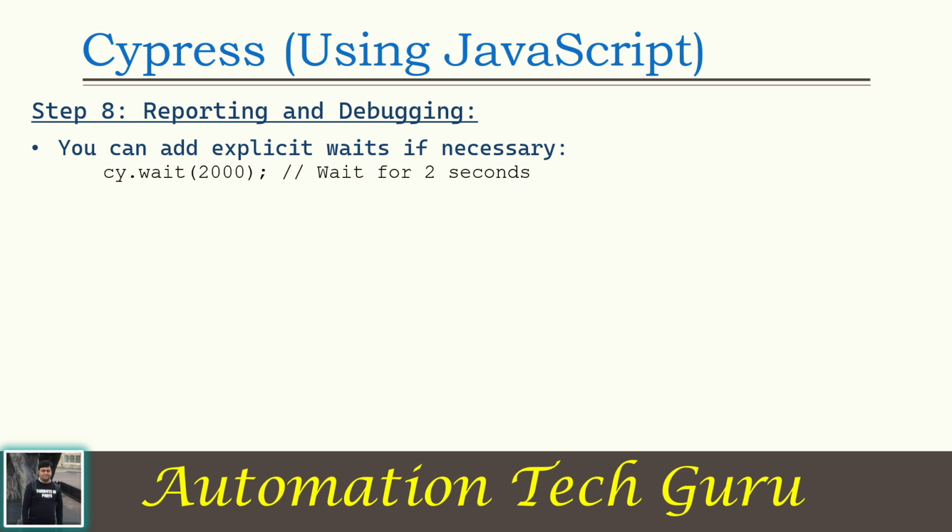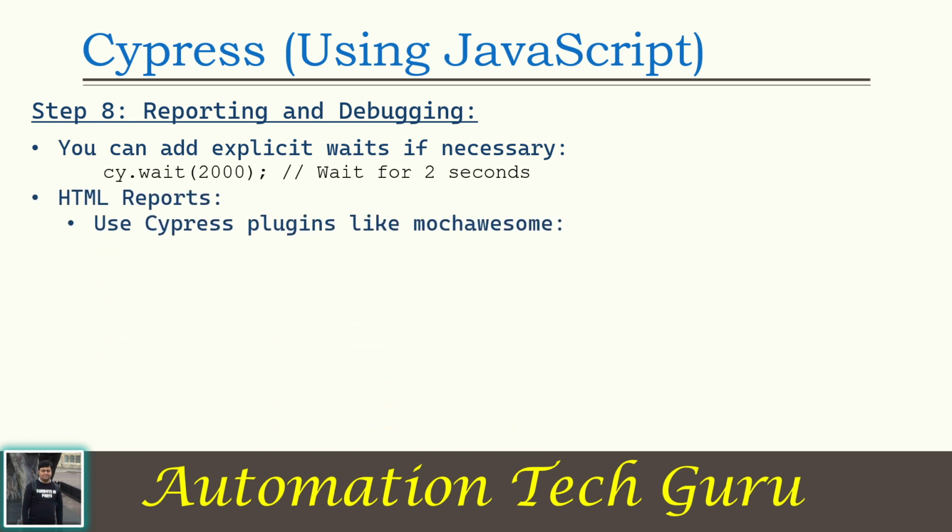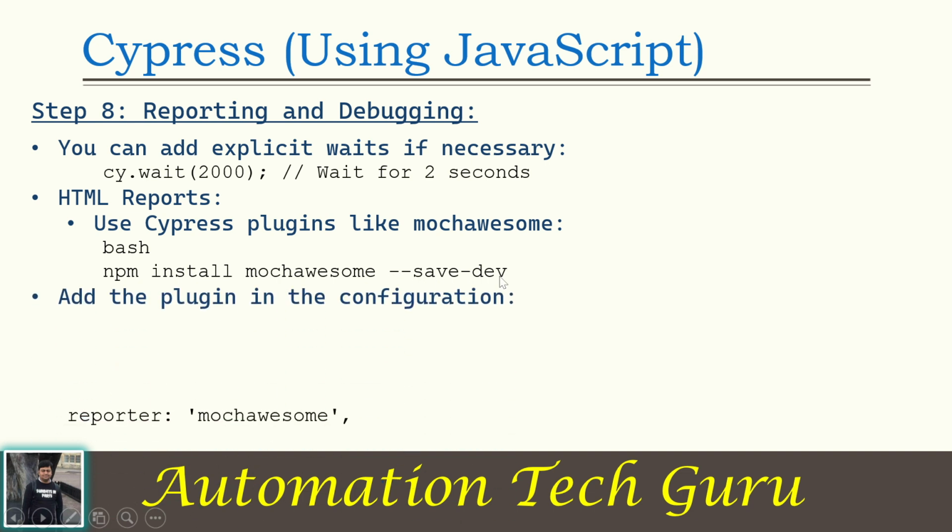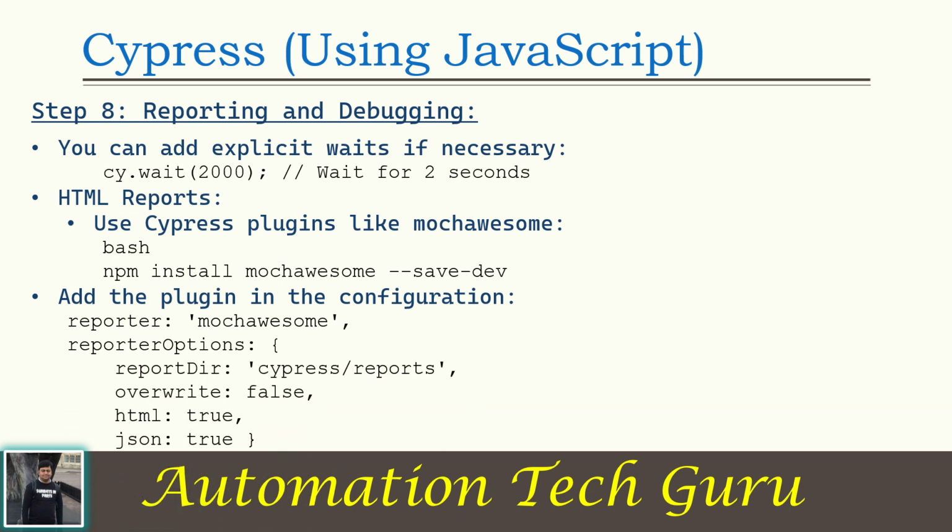Cypress.wait 2000, wait per second. For HTML reports, use Cypress plugins like mochawesome. For this, you can use npm install mochawesome --save-dev. Add the plugin in the configuration, reporter equal to mochawesome, and then you can use the reporter options: reporterDir, overwrite false, html, json.